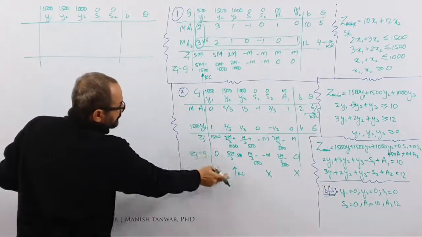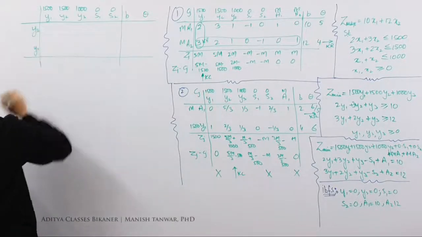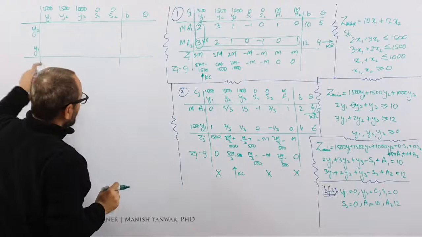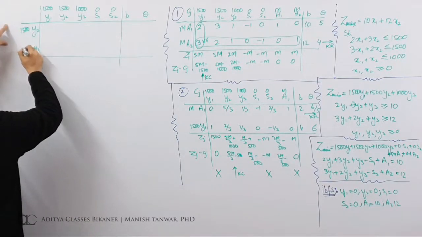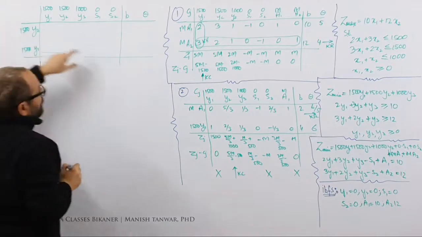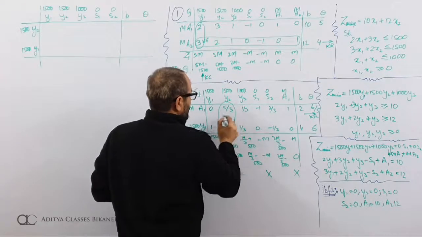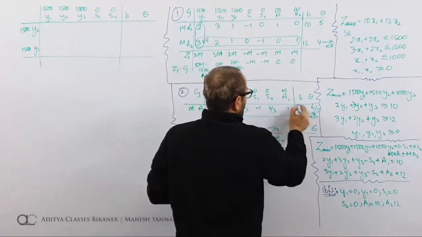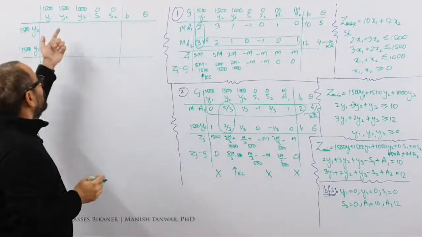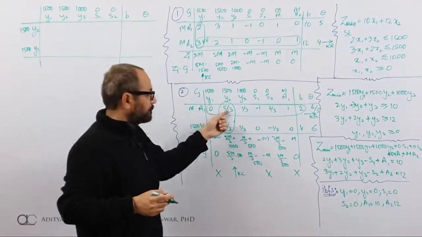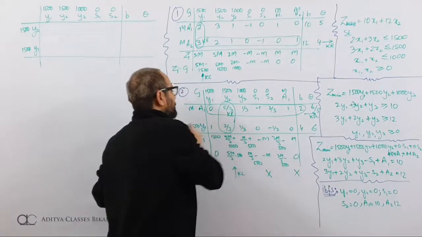The variables in our table are: A1 is being replaced by Y2. I have Y2 and Y1, and contributions of Y2 and Y1 are 1500 each. Now, we have our key column. We have our key row. Let us transfer this key row to the new table by dividing it by the key element. We have our key element.